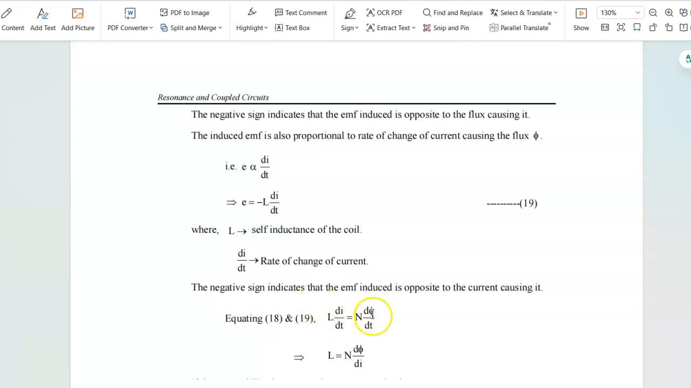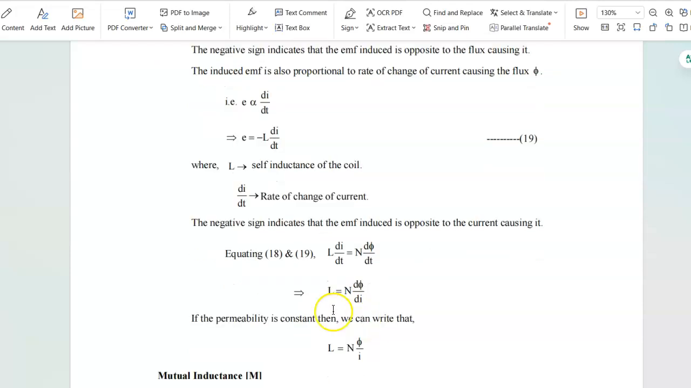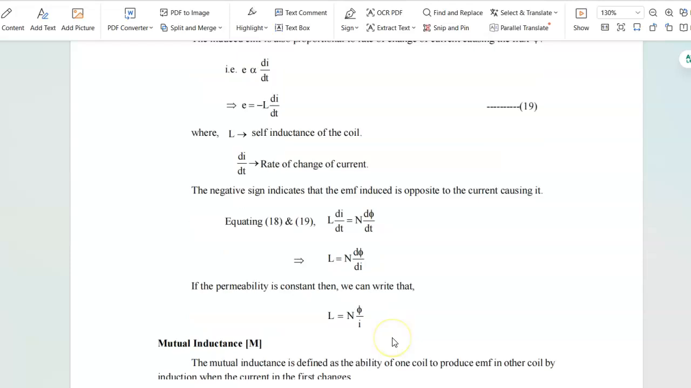So equating the two equations, L into di by dt is equal to N into d phi by dt, because both are the induced EMF. And from this we get L equal to N into d phi by di. So self-inductance L is equal to N d phi by di. If the permeability is constant, then we can write L is equal to N phi by I.